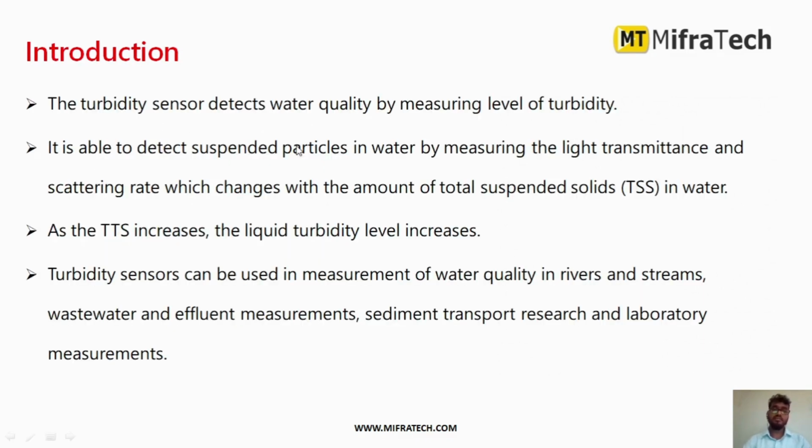The turbidity sensor is used in water quality applications to measure the level of turbidity. Turbidity is a measure of the suspended particles present in water or any liquid, obtained by measuring the light transmittance and scattering rate. So it measures the light transmittance, or the scattering rate of light upon the suspended particles present in the liquid, and it measures the changes in this rate. Depending on the amount of total suspended solids in the water, it measures the level of turbidity.